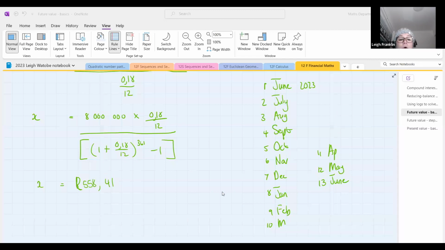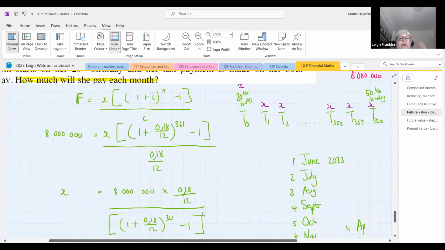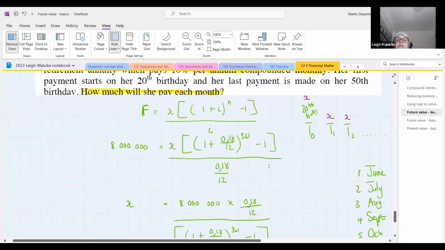All right, everybody. What we will talk about next week is how we would calculate N using our future value formula. And then, as I said, some slightly more difficult questions where they use the word immediate, but you don't actually +1, and you'll see why.